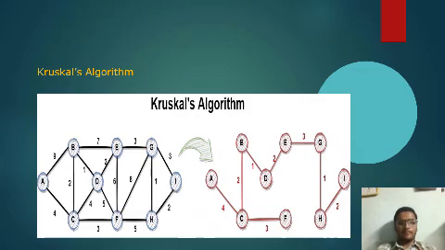Kruskal's algorithm. Here we have a graph of A to B, B to C, C to D, D to E, E to F, F to G, G to H, G to I. These are the vertices, and we have edges and the final output: A to C, C to B, C to F, B to D, D to E, E to G, G to H, H to I. Here we have the final output.